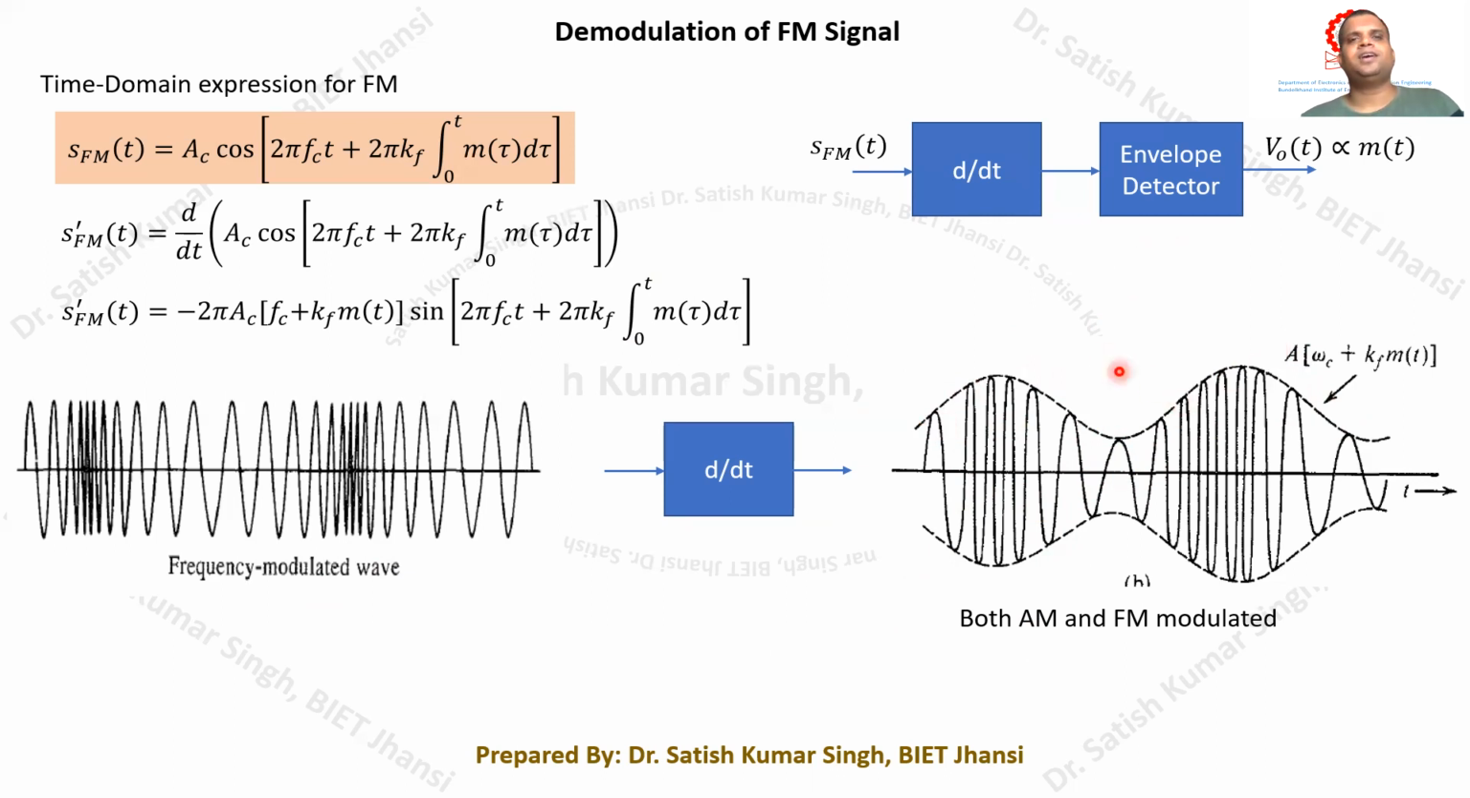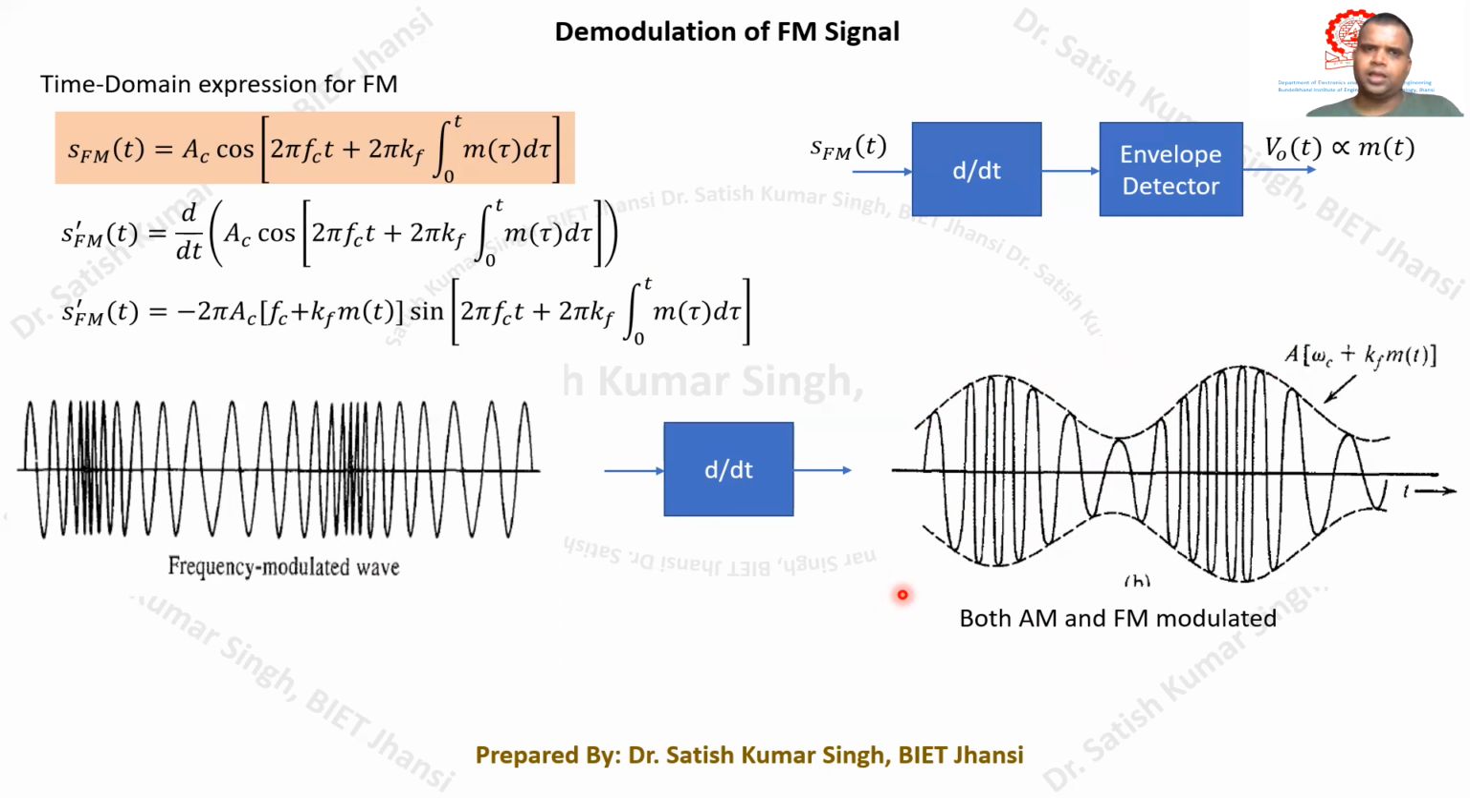So this is the very simplest method of demodulating the FM signal. This is the most simple method. So we have to differentiate it, and then we have to pass it through the envelope detector, so that the output of the envelope detector is going to be proportional to our message signal.